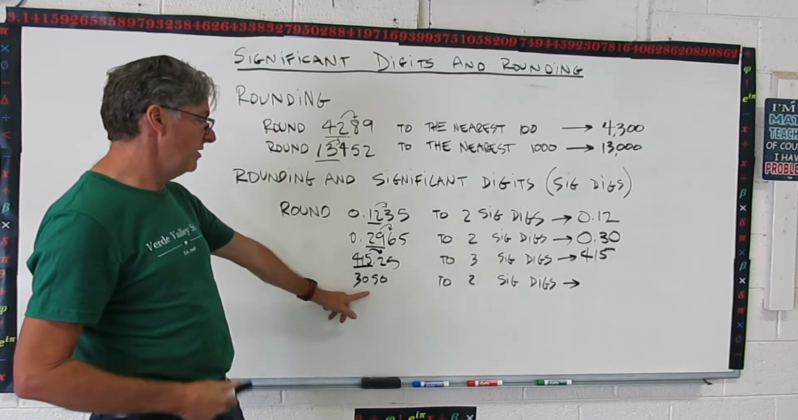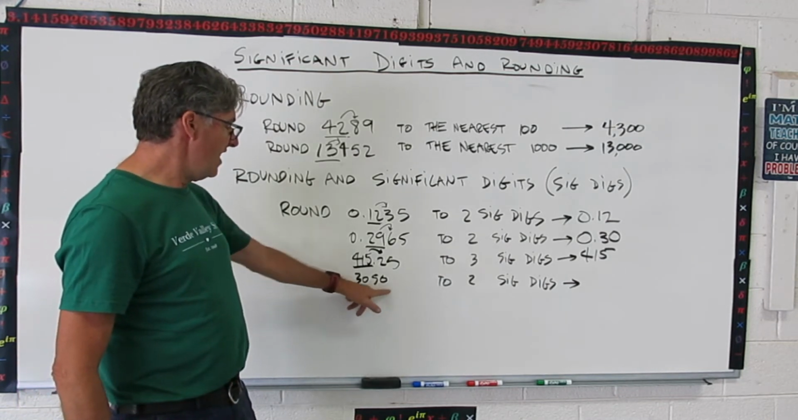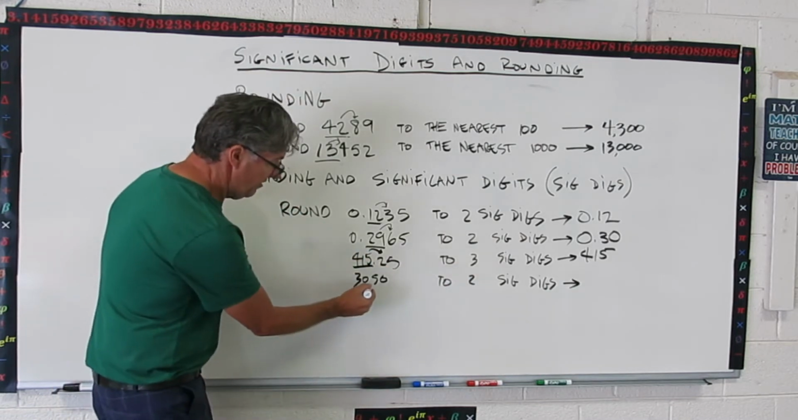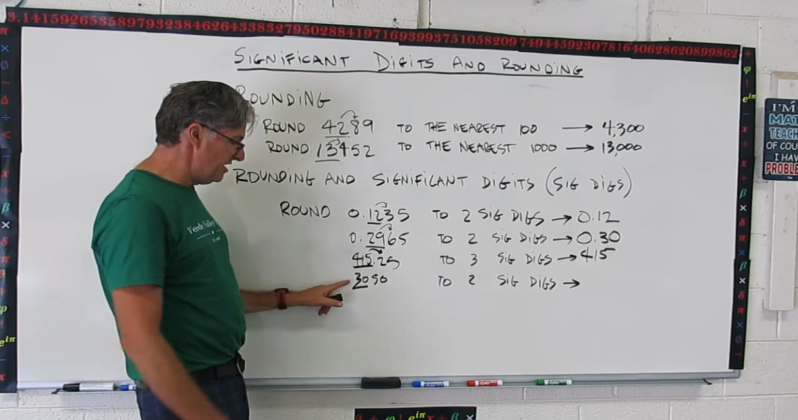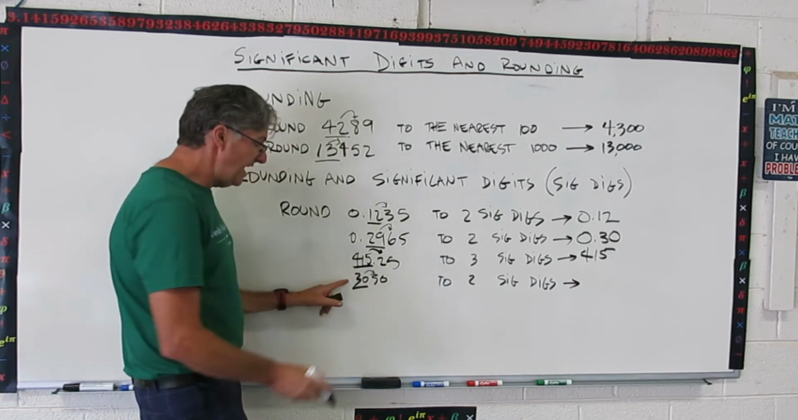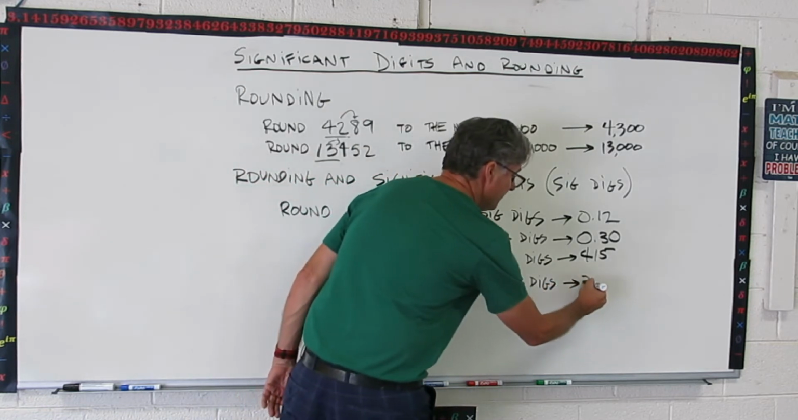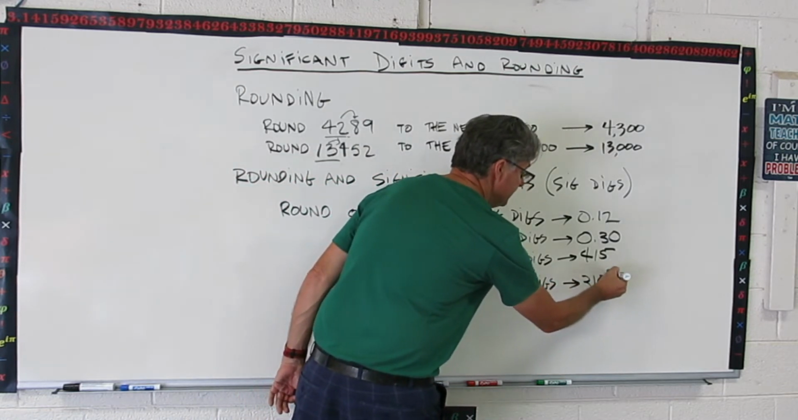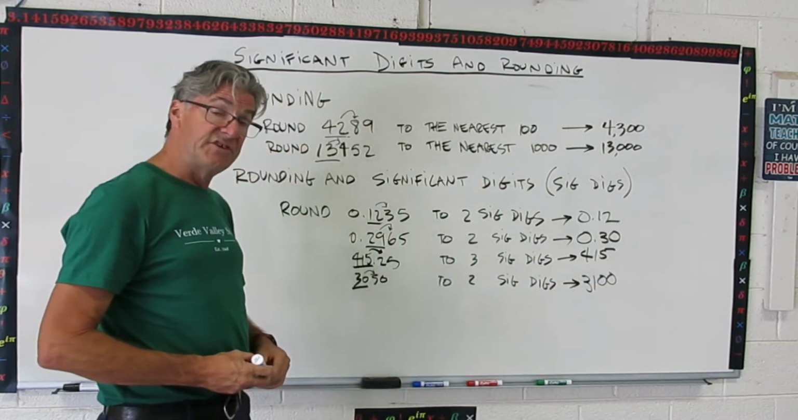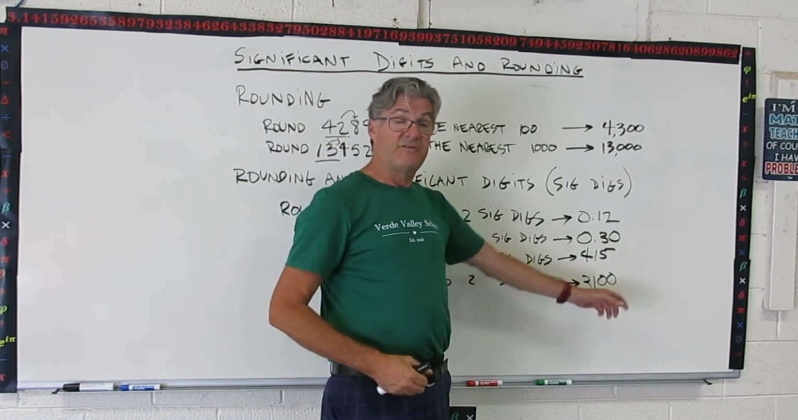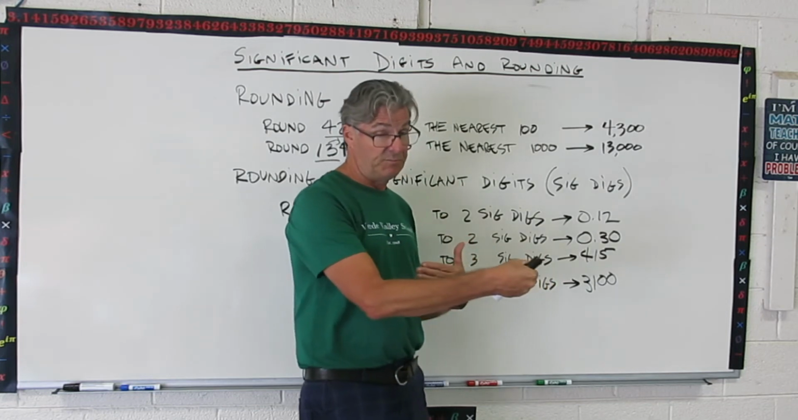Okay, this last one, round 3050 to 2 significant digits. So that's going to be right there. I'm going to have 2 digits there. I look to my next one. That's a 5, so that bumps the 0 to a 1, and I get 3100. And that's 2 significant digits. Remember, your trailing zeros don't count if they're not to the right of a decimal point.